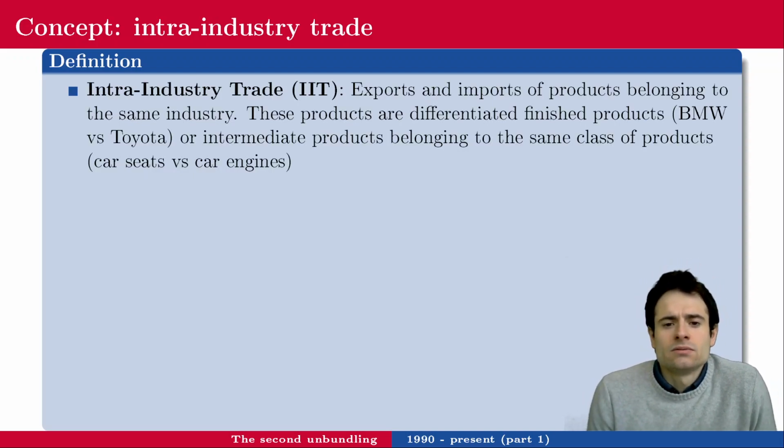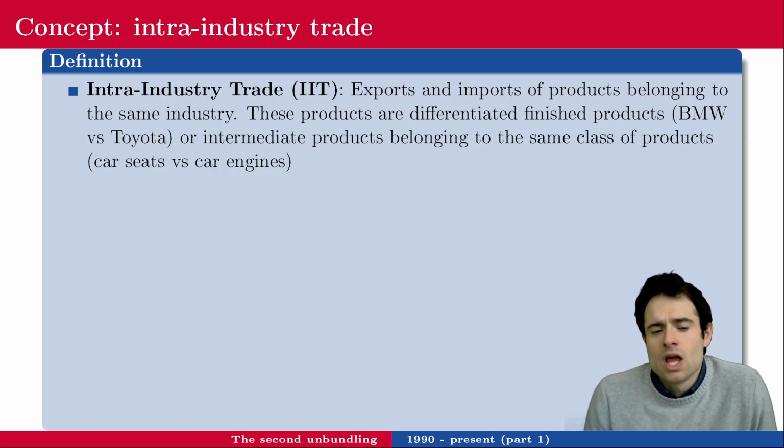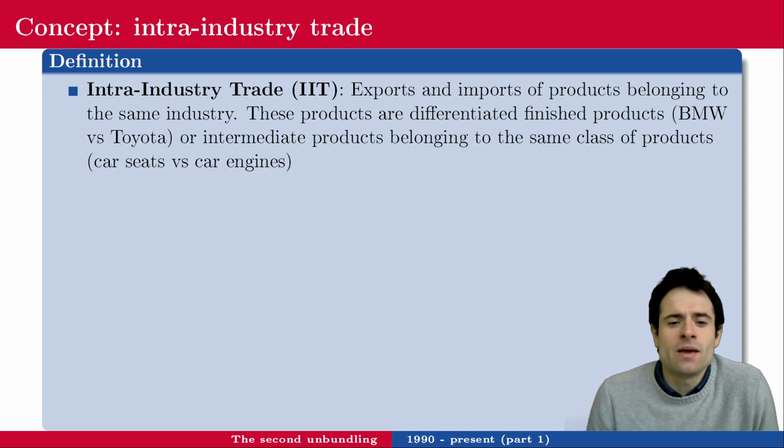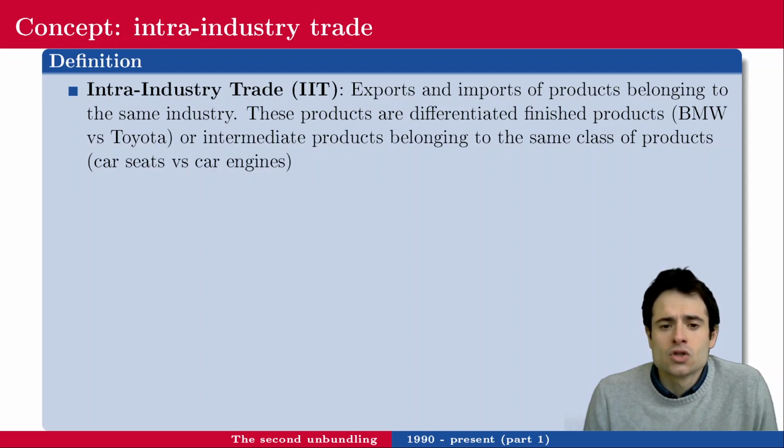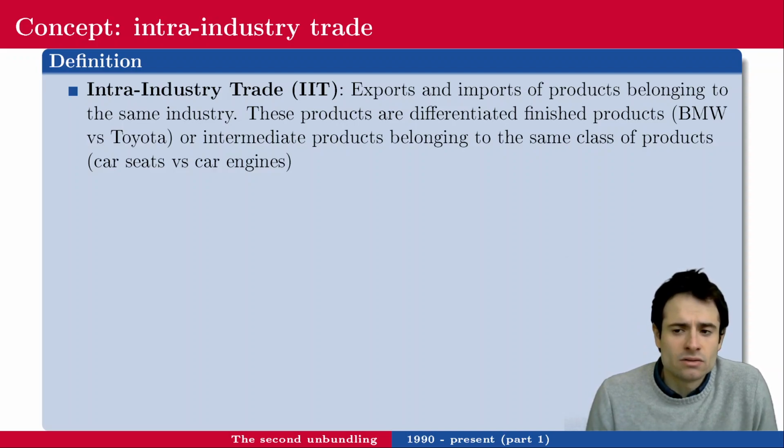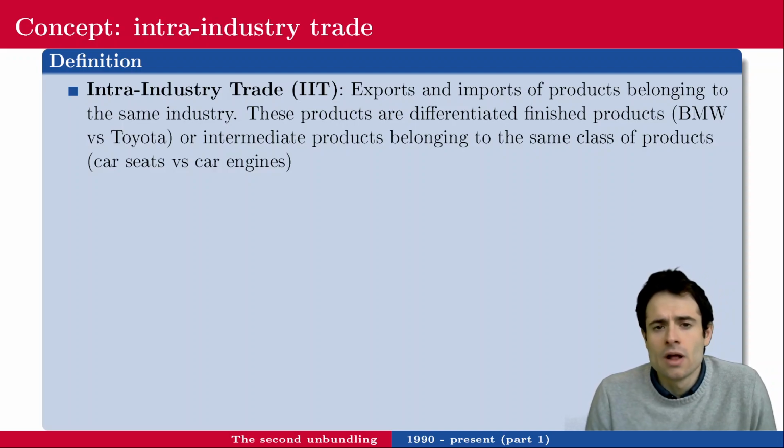Intra-industry trade refers to exports and imports of products belonging to the same industry. So these products are differentiated. They can be, for instance, a BMW versus a Toyota. The car industry is a perfect example for intra-industry trade. Or it can be intermediate products belonging to the same class of products. Wheels, seats, engines, mirrors, glass, and so on.